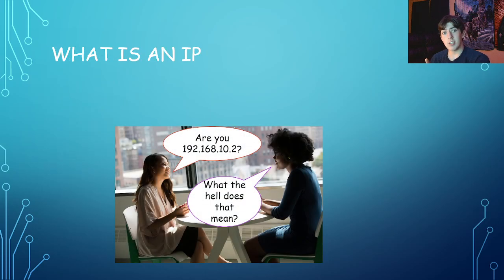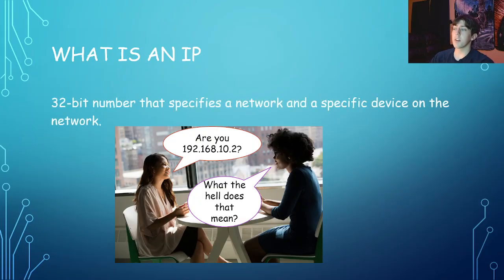What is an IP address? Well, we have this funny little comic: 192.168.10.2. Is that who you are? And then the other person says, what the hell does that mean? This is stupid. I audibly laughed when I made this, and I'm sorry that y'all think that it's not funny. It's really funny. Anyways, an IP address is a 32-bit number that specifies a network and a specific device on that network.